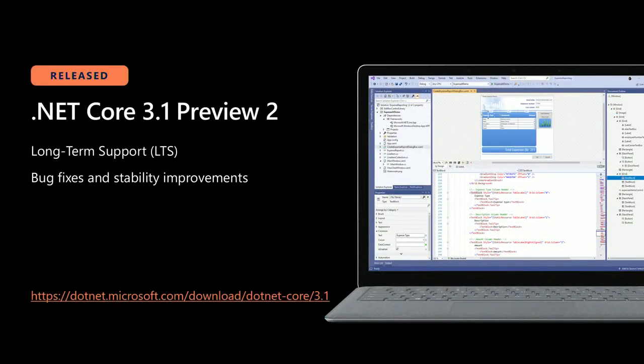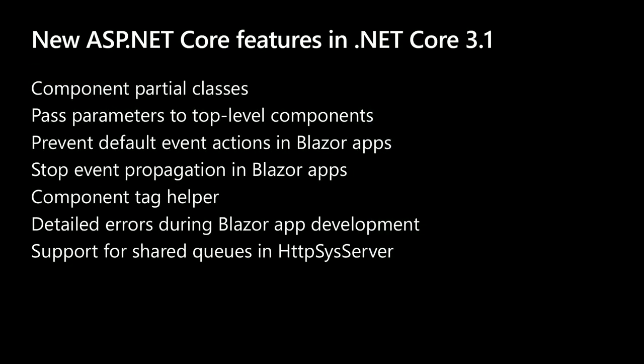It's also worth noting that .NET Core 3.1 Preview 2 just came out earlier this week. It is in preparation for a long-term support release. It is planned to be an LTS release for the .NET Core 3.x train. It's mostly bug fixes, but there are a bunch of really cool features in it as well. A lot of Blazor improvements. We have support for component partial classes now. You can pass parameters into your top-level components. You can prevent default actions for events in your Blazor app or stop event propagation.